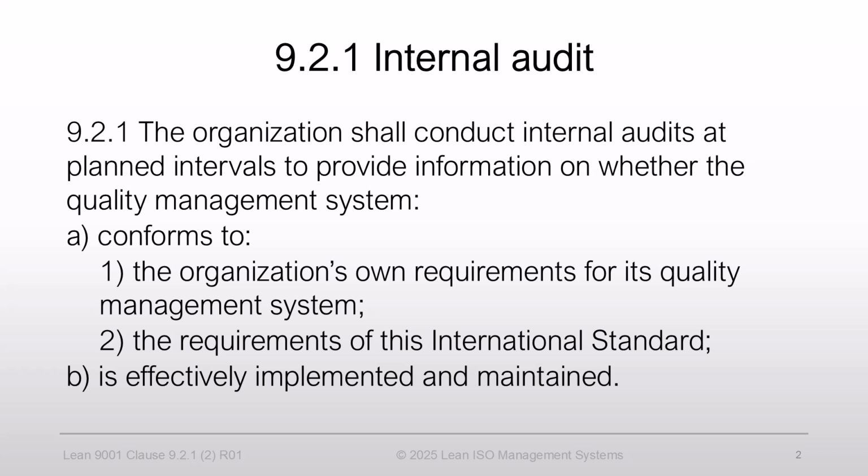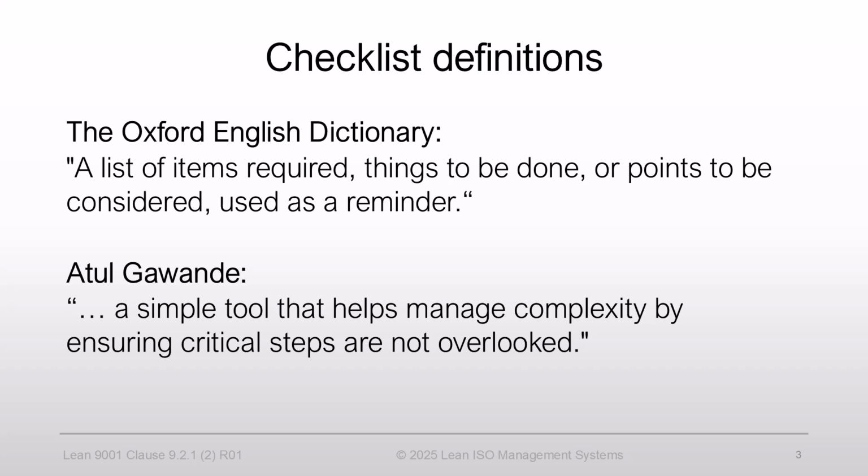Today, I'll show you how to make checklists work in audits. First, what is a checklist? The Oxford English Dictionary defines it as a list of items required, things to be done, or points to be considered, used as a reminder. Atul Gawande, a surgeon and author known for improving safety in complex systems, describes a checklist as a simple tool that helps manage complexity by ensuring critical steps are not overlooked. Countless similar definitions reiterate the same point: things to be done, or points to be considered.